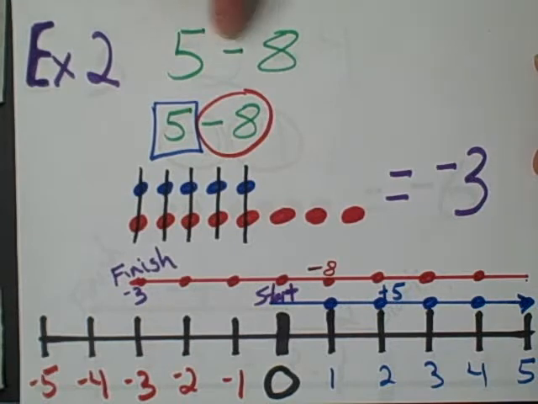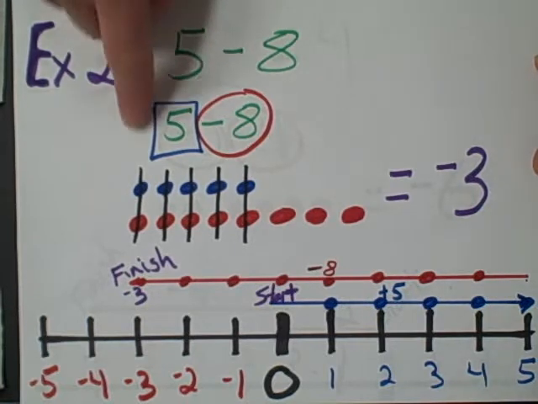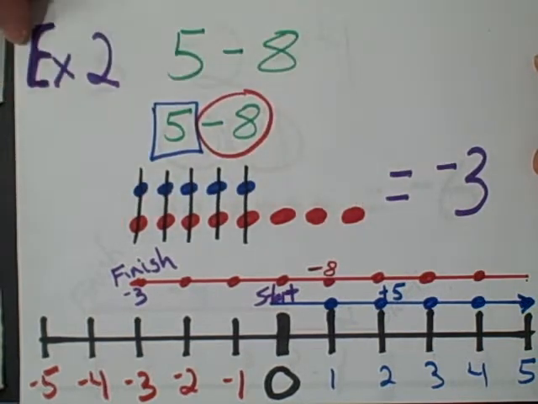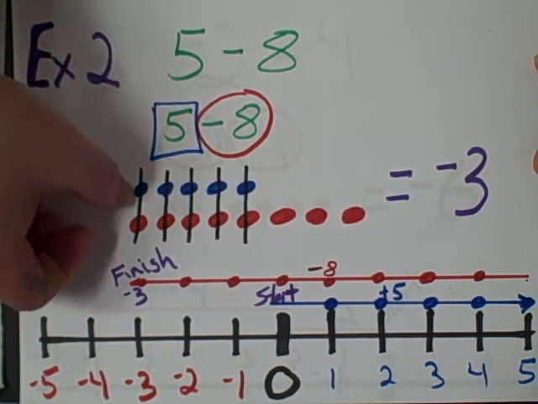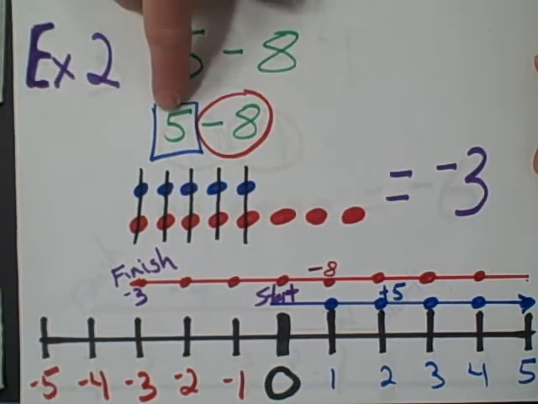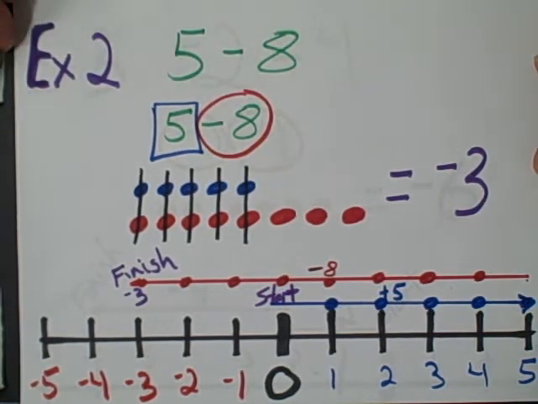Here we have 5 minus 8. We separate them. We have 5 positives, and we have 8 negatives. When we cancel out the positive and negatives, we are left with 3 negatives. 5 minus 8 is a negative 3.